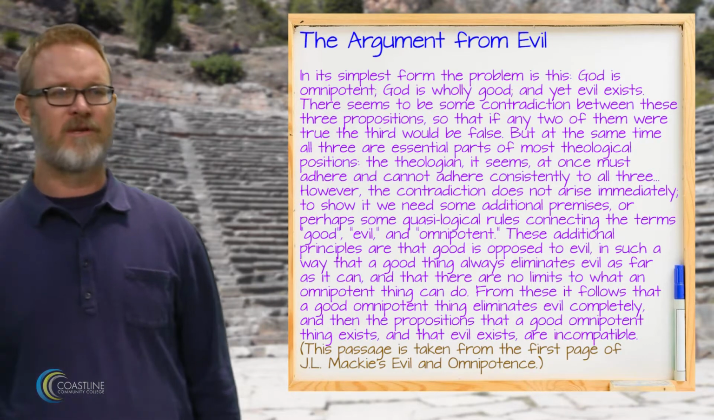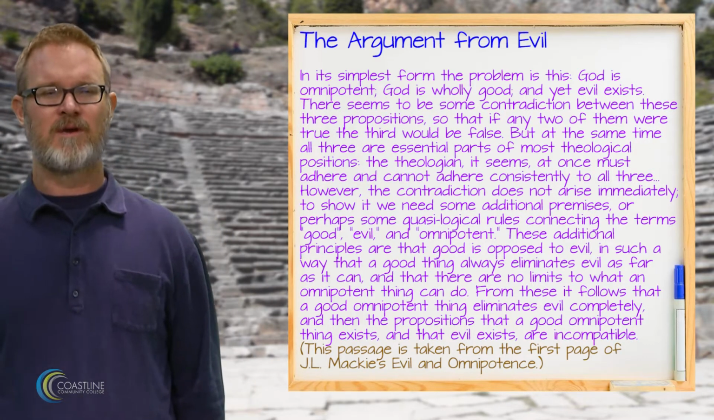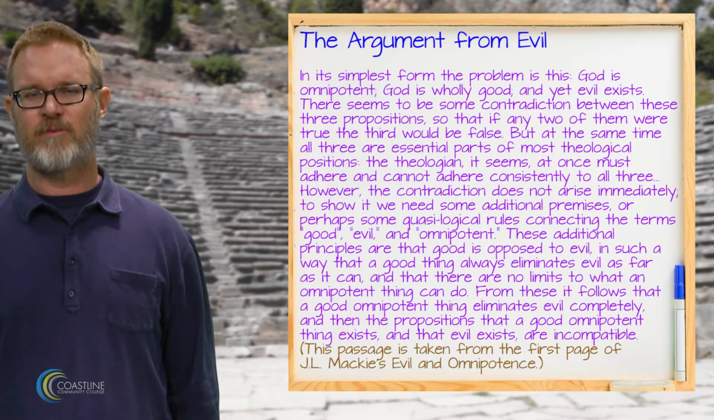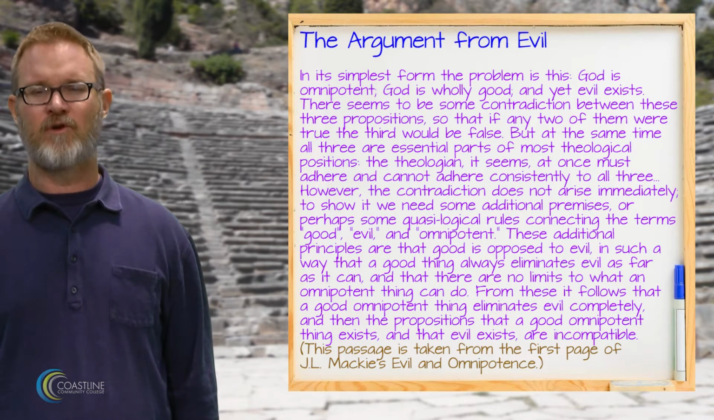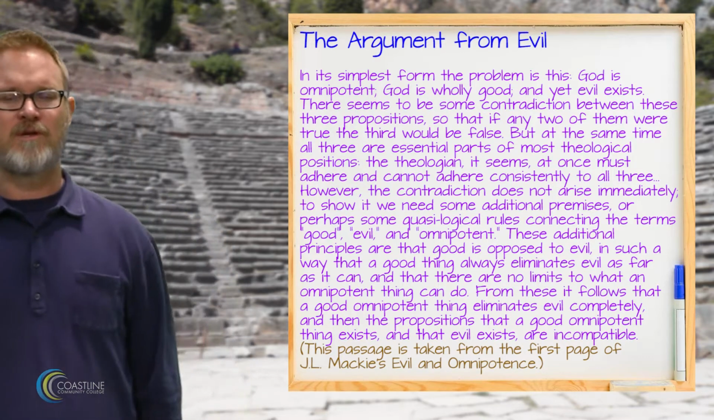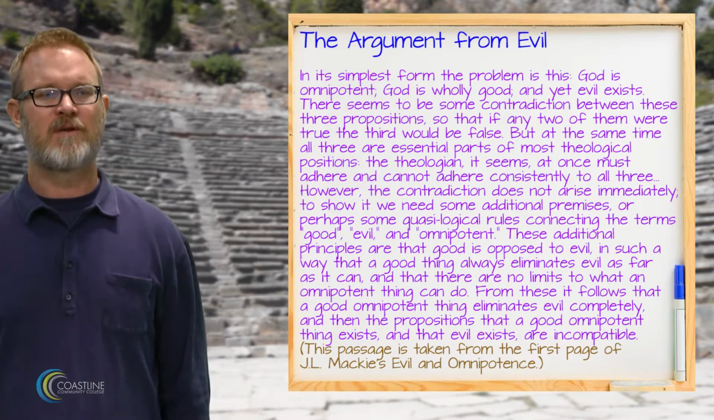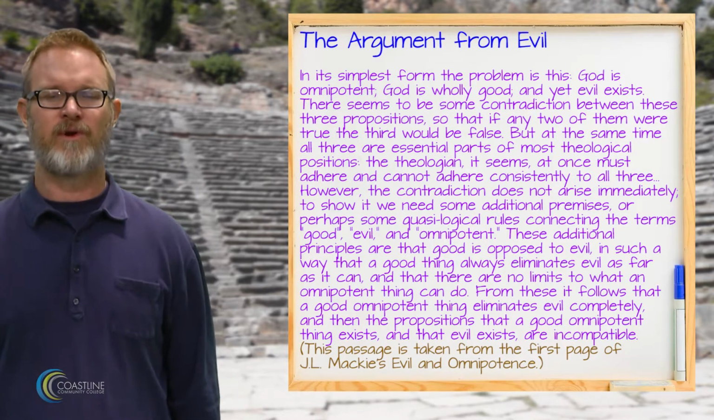The passage goes: In its simplest form, the problem is this: God is omnipotent, God is wholly good, and yet evil exists. There seems to be some contradiction between these three propositions, so that if any two of them were true, the third would be false. But at the same time, all three are essential parts of most theological positions. The theologian, it seems, at once must adhere and cannot adhere consistently to all three.